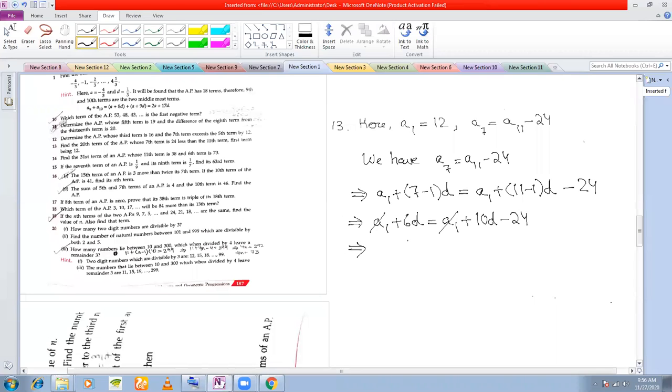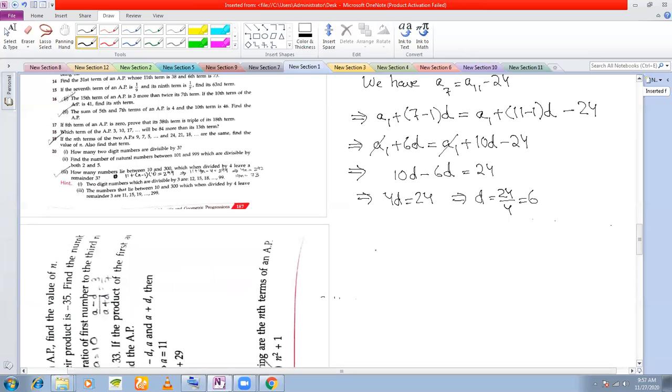Here A1 cancels. You can find D from here. So you have 10D minus 6D is equal to 24. That means 4D is equal to 24. That means D is 24 by 4, which is 6. So the common difference is 6. So we know the common difference now.